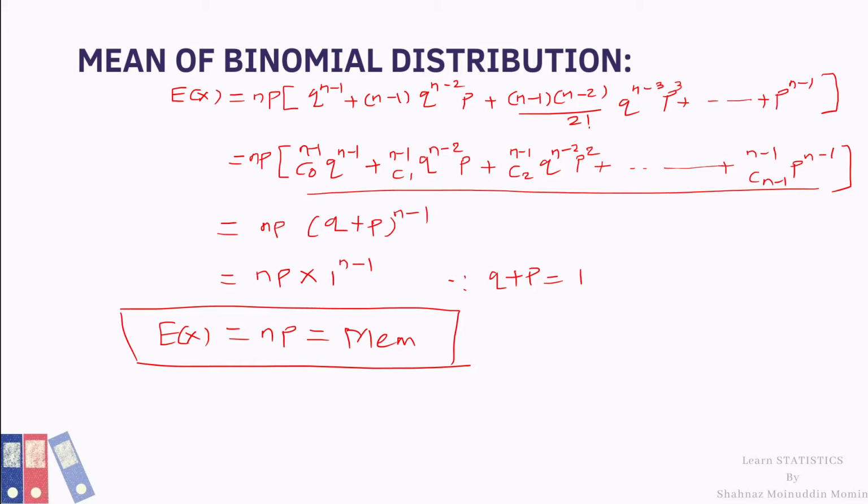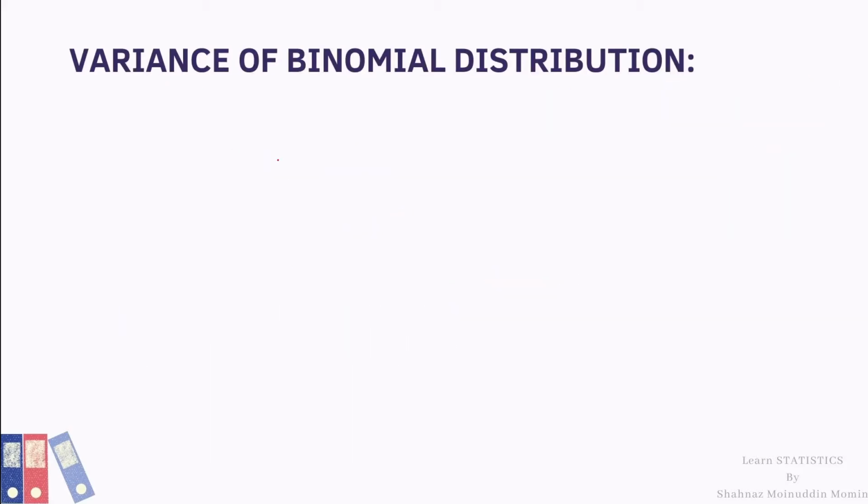Now we shall calculate the variance of binomial distribution. By definition, variance x is equal to expectation of x square minus expected x bracket square. So it is expectation x square minus n into p bracket square, as we have calculated, expectation x is equal to n into p. Now we shall consider the expectation of x square.